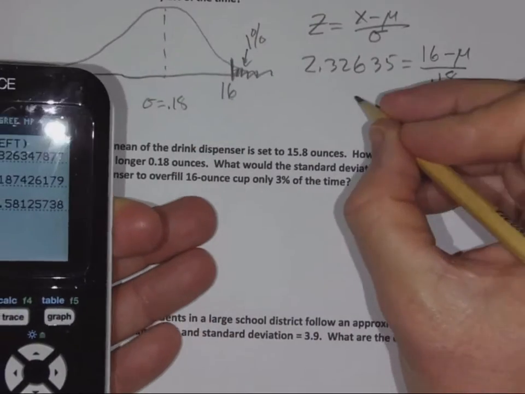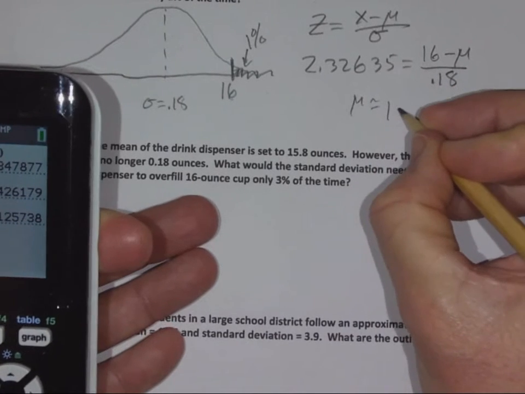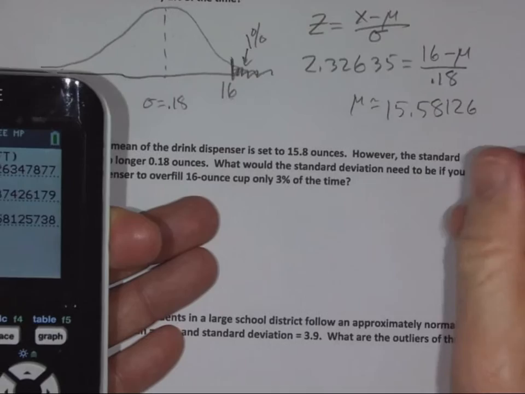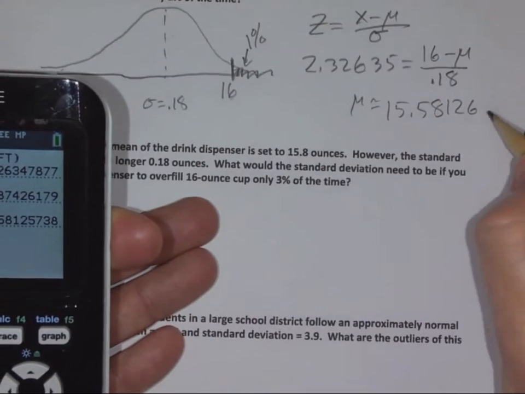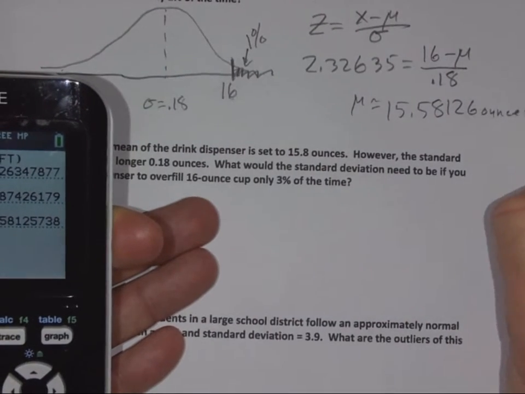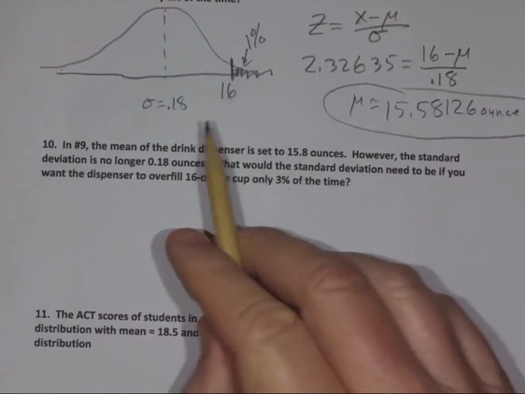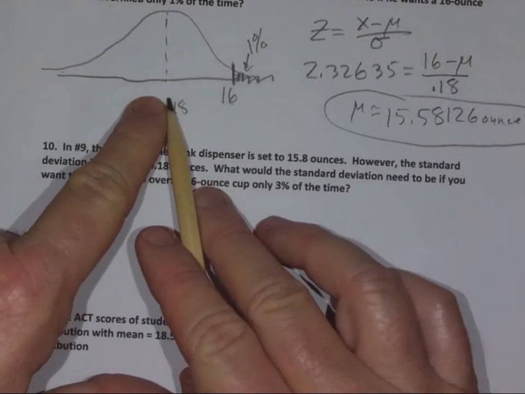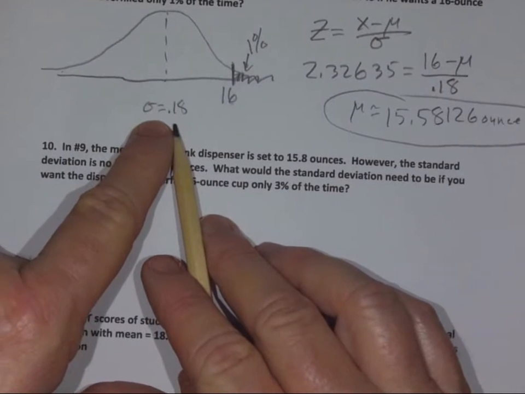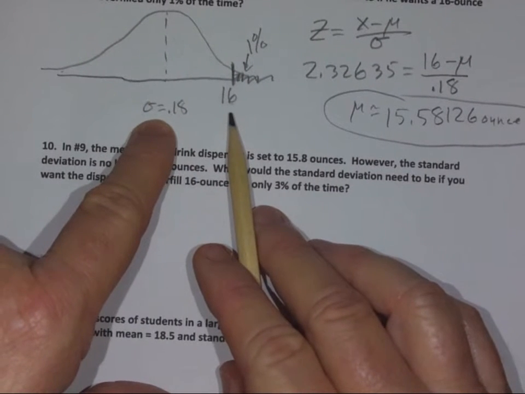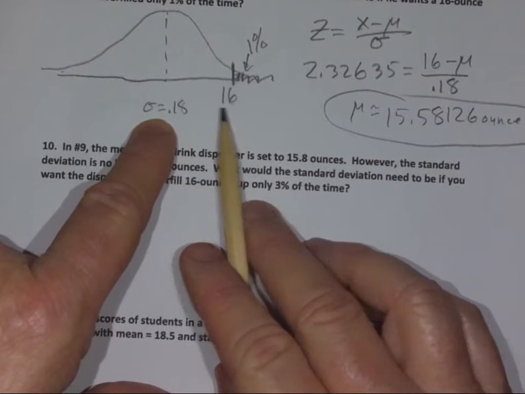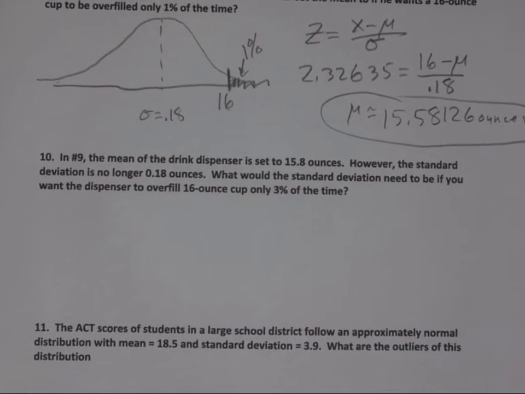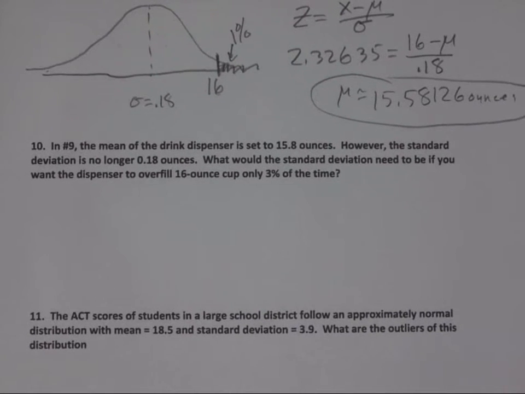So I would say, well, the mean should be approximately equal to 15.58126. And, of course, always put your units in stats. This is ounces. So there we go. And when you look at this, that sort of makes sense that if the average is 15.58 and the standard deviation is 0.18, 16, the 99th percentile is going to be way up there, and it is. And so there you go. That's one of the harder problems that can exist in a normal distribution problem.